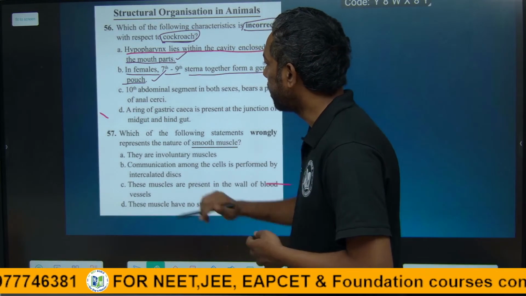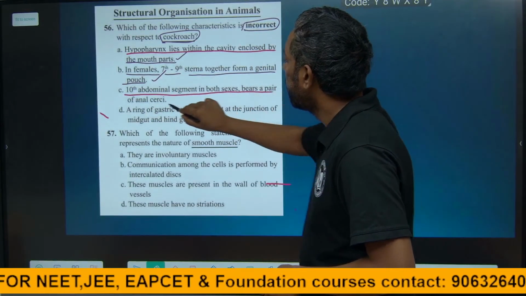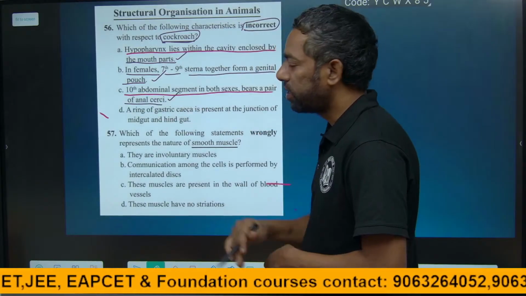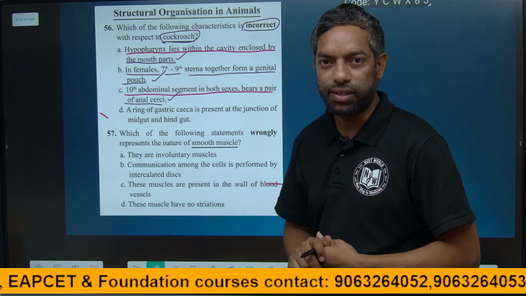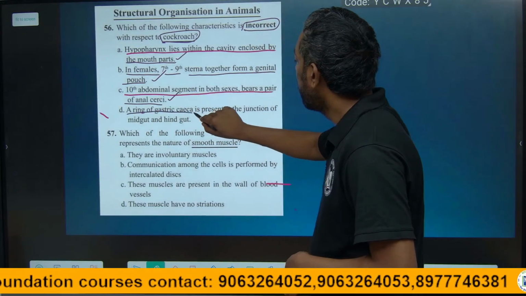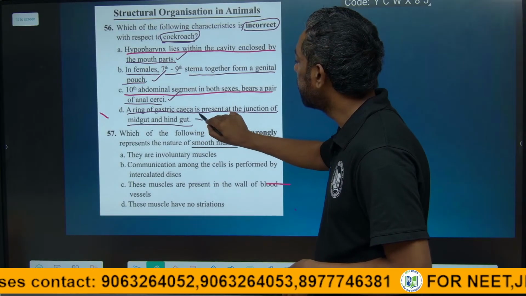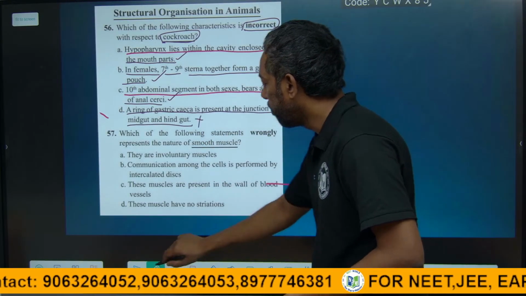Absolutely right. The 10th abdominal segment in both sexes bears anal cerci. This is also correct, guys. The ring of gastric caeca is present at the junction of midgut and hindgut. This is the wrong statement, guys. We will look into this.